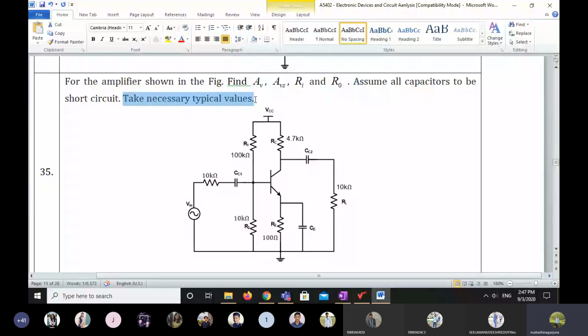typical values. In the typical values, you have to remember at all times the H parameter typical values. Sometimes they may be given in the question, or sometimes they may not be given, and they can ask us to take the necessary typical values. So for that, you have to remember all the typical values. That is HIE 1100 ohms, HFE 50, HRE 2.5 into 10 power minus 4, HOE 25 microamps per volt. So these four parameters you have to remember all the time.